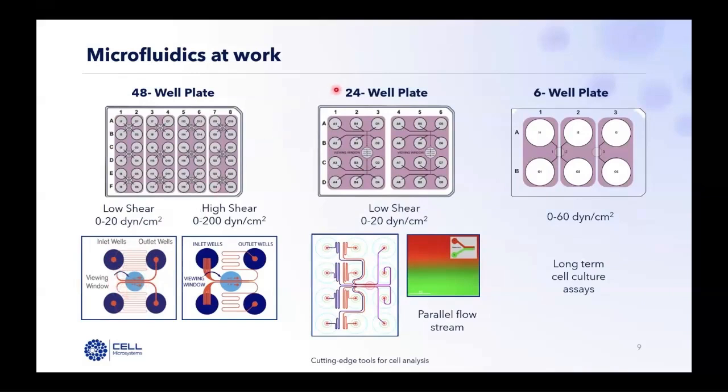The 24-well plate has 8 microfluidic flow cells and can deliver up to 20 dynes per centimeter squared. Because this plate has 2 inlet wells that are connected to one outlet well, 2 different fluids can flow within the same microfluidic flow cell to generate a parallel flow stream, enabling the creation of physical and temporal gradients. Last but not least, the 6-well plate has 3 microfluidic flow cells and can deliver up to 60 dynes per centimeter squared.